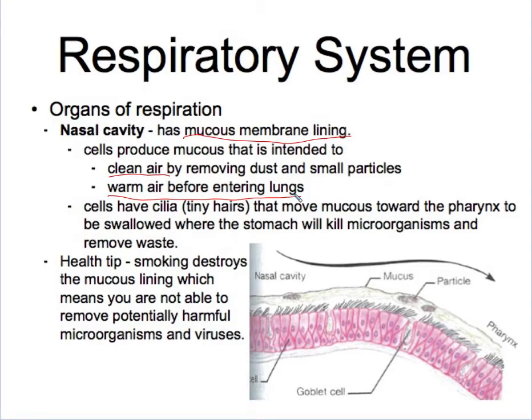The nasal cavity warms your air before it goes to your lungs so you don't freeze your lungs out when you are outside on a cold day, like we get sometimes here in Nebraska. We also have cells with cilia, these tiny hairs that move mucus towards the pharynx. So as you get particles caught in the mucus, the cilia move the mucus towards the pharynx, where then it can be swallowed and sent to your stomach, where things die. One of the issues with smoking is that it actually destroys your mucus lining, which means that you can't then filter these particles, which leads to more issues in your respiratory system.